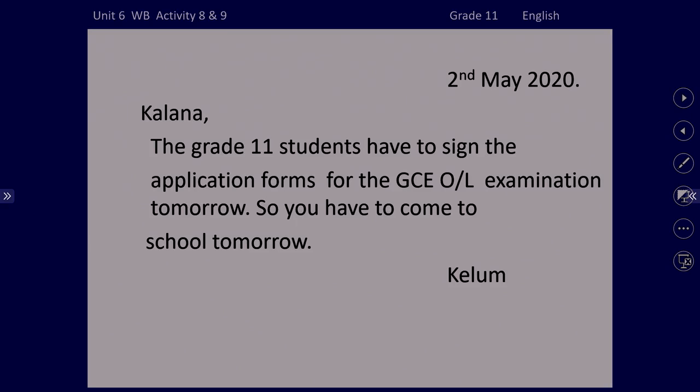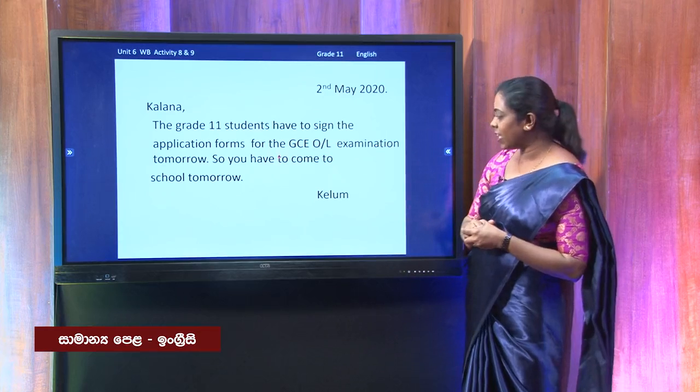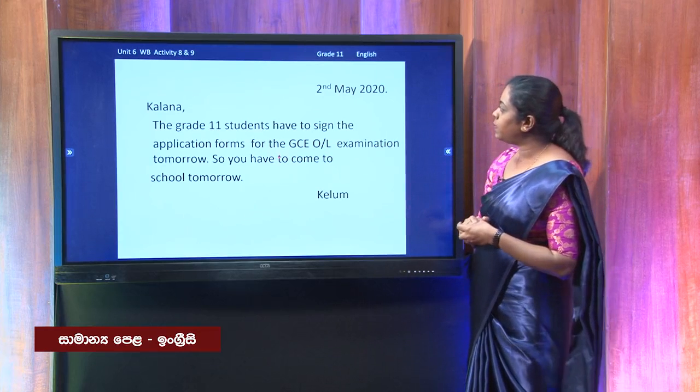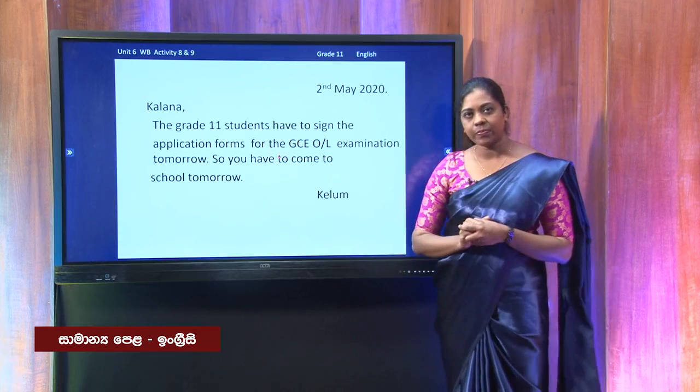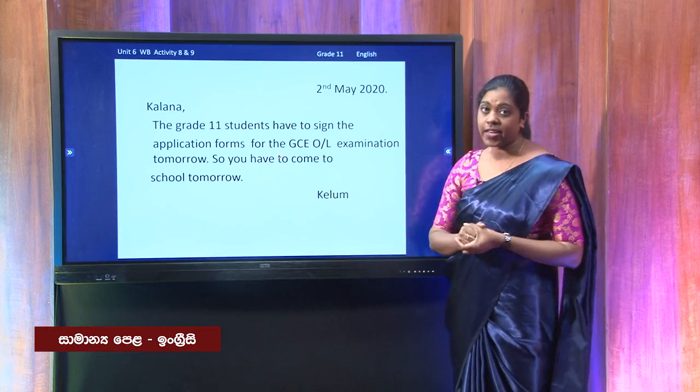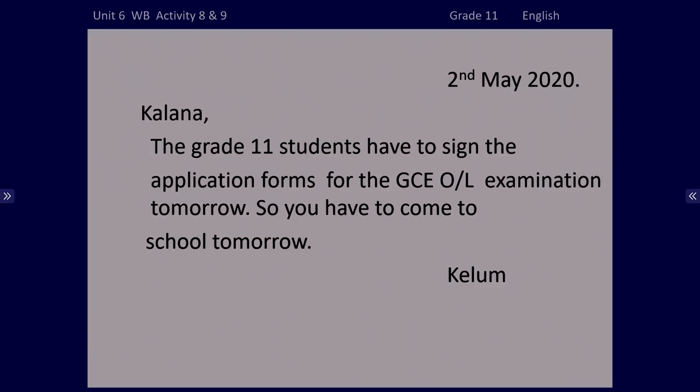Yes, I have used two random names. You can use any name you like, Kalana and Kalum. 2nd May 2020, any appropriate date you can use. Look at it. As I told you, I have used the exact sentence from the question. The grade 11 students have to sign the application forms for the GCE O-level examination tomorrow. That very sentence was taken from the question itself, children.